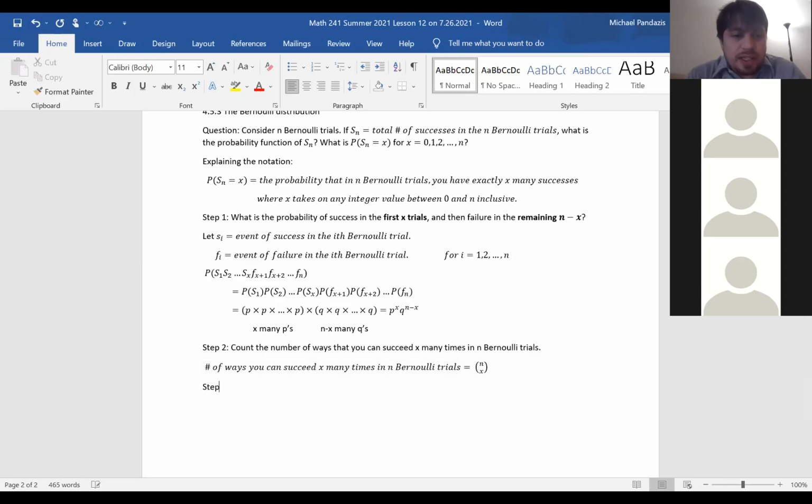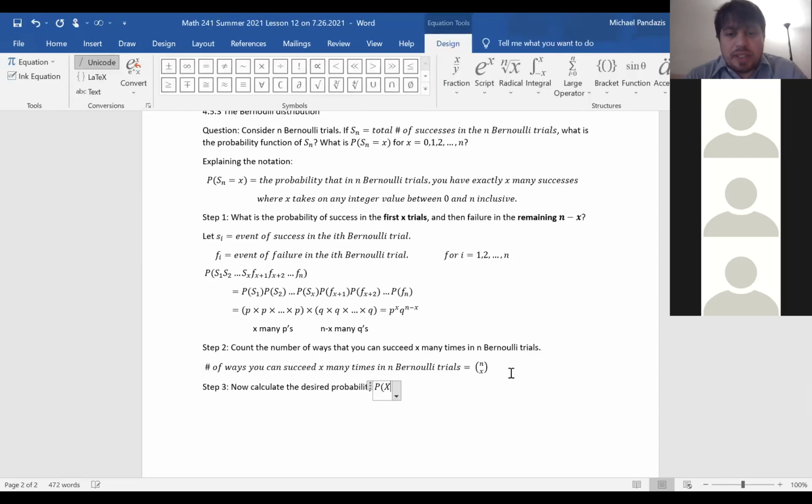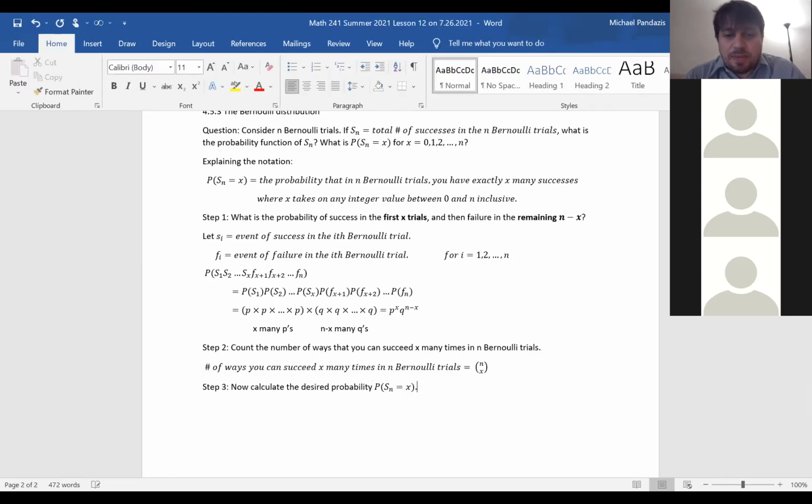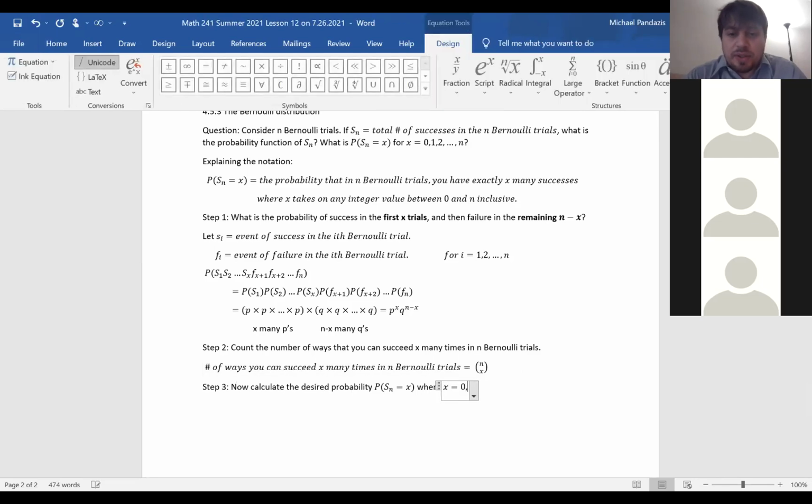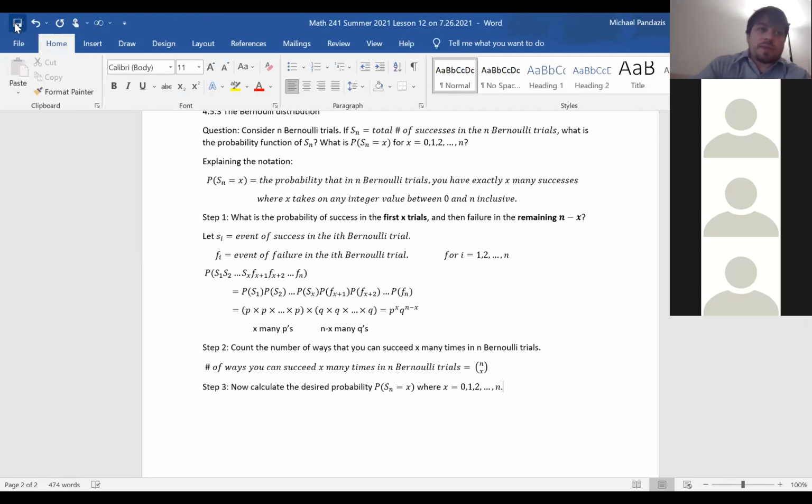Okay, so step 3 is now to calculate the desired probability. That probability is the probability that in n Bernoulli trials, you have exactly x many successes, where the possible values of little x are 0, 1, 2, and so forth, up to including little n, the number of Bernoulli trials. So let's do that.